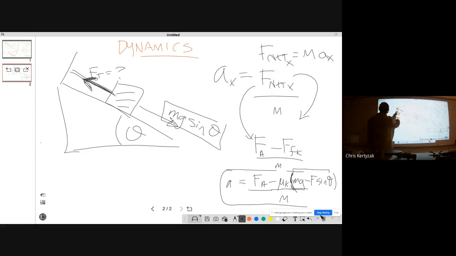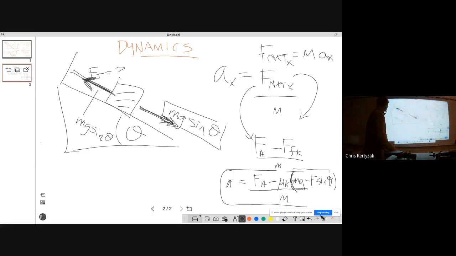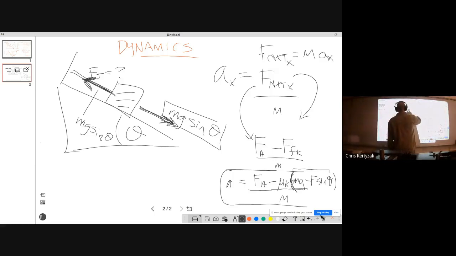There's a rope attached to it. How much must that be? mg sine theta. mg sine theta up the ramp, mg sine theta down the ramp. What's the total net force? 0. What is the normal force?